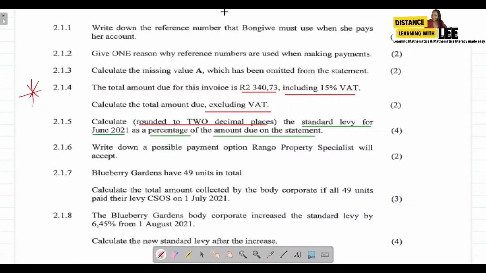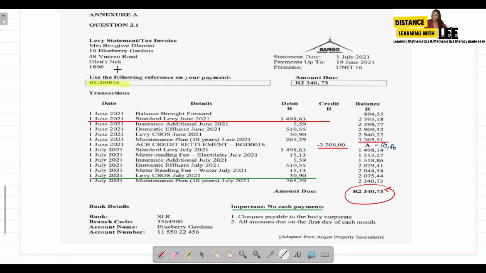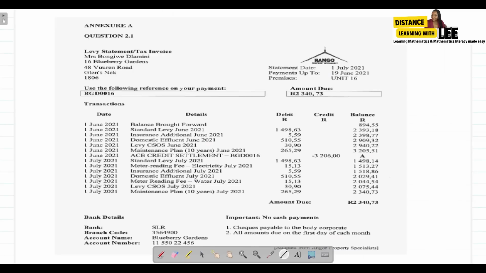Question 2.1.8. They tell us the Blueberry Gardens body corporate increased the standard levy by 6.45% from the 1st of August 2021. Calculate the new standard levy after the increase. Before we can calculate the new standard levy, we need to find out what the standard levy was before the increase. You will see here in your tax invoice that the standard levy remains the same. Let me show you.